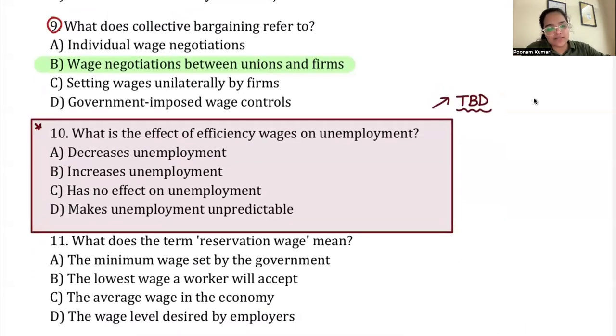ठीक है? Question number 11. Ma'am, B. Yes, ma'am. Lowest wage that a worker will accept. क्योंकि उससे लो हो गई तो वो क्या बोलेगा कि नमस्ते मैं घर पे ही हूं. ठीक है? Yes, ma'am. So this is going to be part number B. ठीक है? All right.